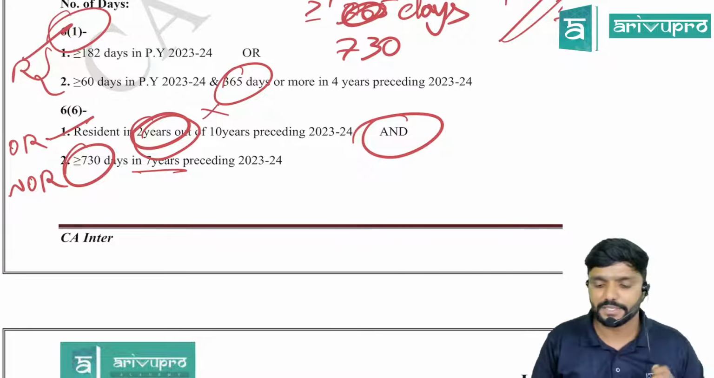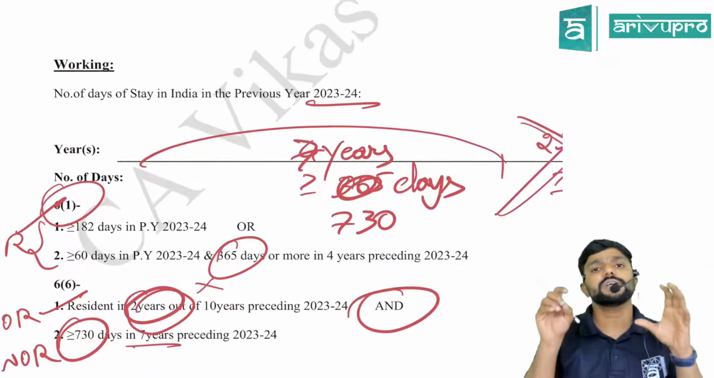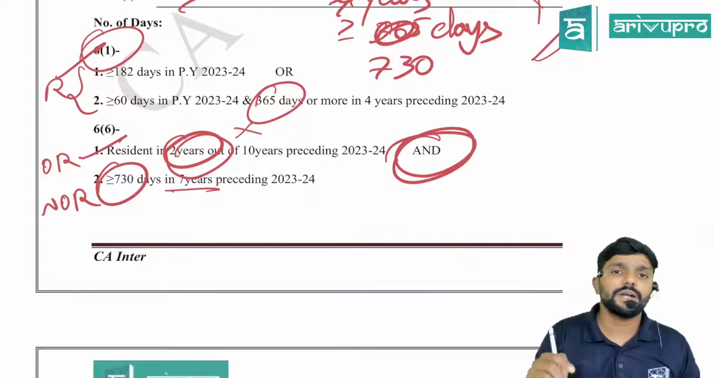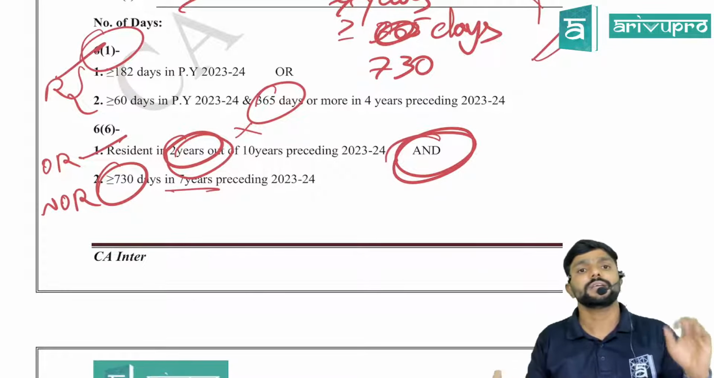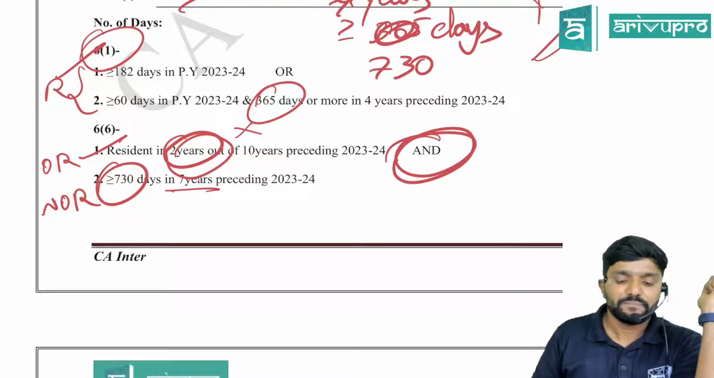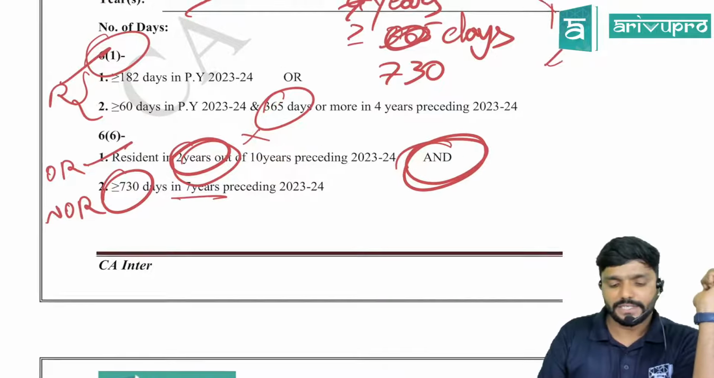Clear? Yes, sir. So these are the individual conditions, guys, and both have to be satisfied. Sir, what if one is satisfied but not the other? You are straight away not ordinary resident. Next. This is what the conditions are.